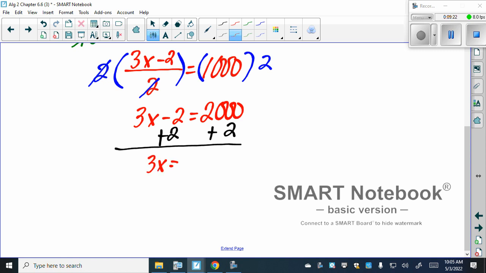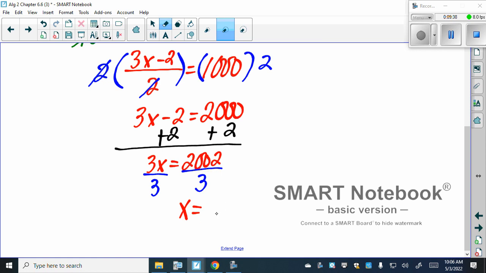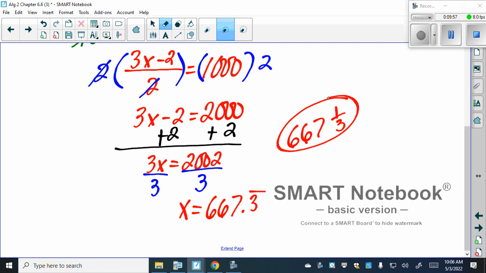Will 2002 divide by 3 evenly? No. Because any number divides by 3 evenly if the sum of its digits also divides by 3. So it would be what? 66.3 repeated? Or 667 and a third? Because 6 would give us 18. Yep. Either one works. Any questions on this here?